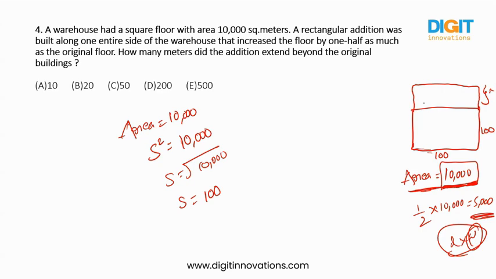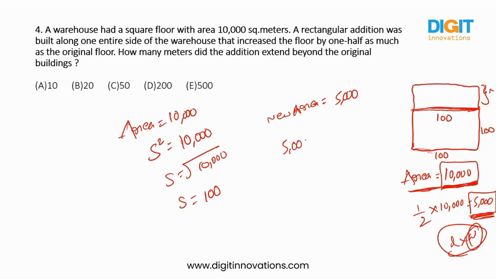This would be same for the new construction and old construction. Length would be same. It would be 100 only. You have to know the width here. So new area is 5,000. So you got to know new area would be half of the original one, which is 5,000.